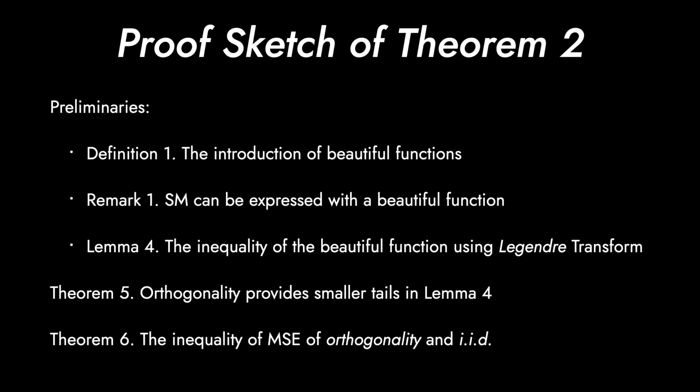Theorem 5 is based on the previous Lemma 4 to show the orthogonality gives smaller probability tails, and Theorem 6 states the inequality on the MSE, which is actually a corollary of Theorem 2. Theorem 2 follows immediately from this Theorem 6.